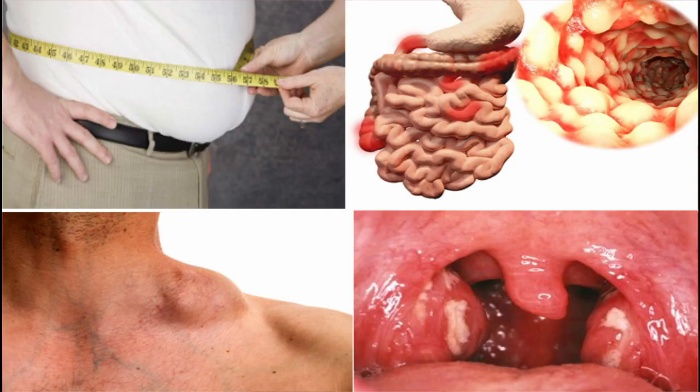When the lymphatic system is functioning in an atypical manner, it plays a role in a number of diseases, including obesity, Crohn's disease, Hodgkin's disease, and tonsillitis.